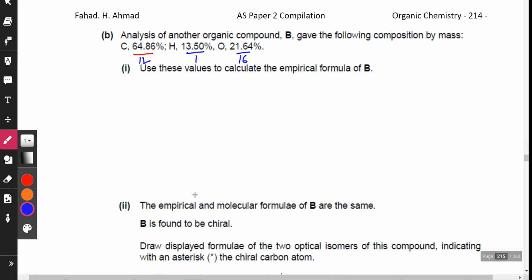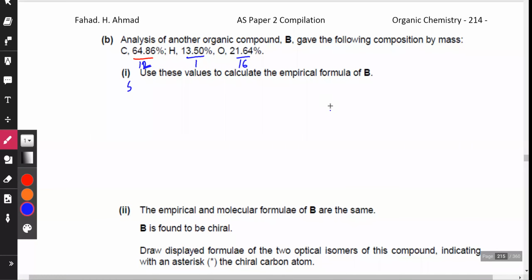What's 64.86 divided by 12? What will the value be? 5.41. Okay, so carbon is coming out to be 5.41. This is 13.5, I think. And what's 21.64 divided by 16? 1.35. Okay, this is 1.35.